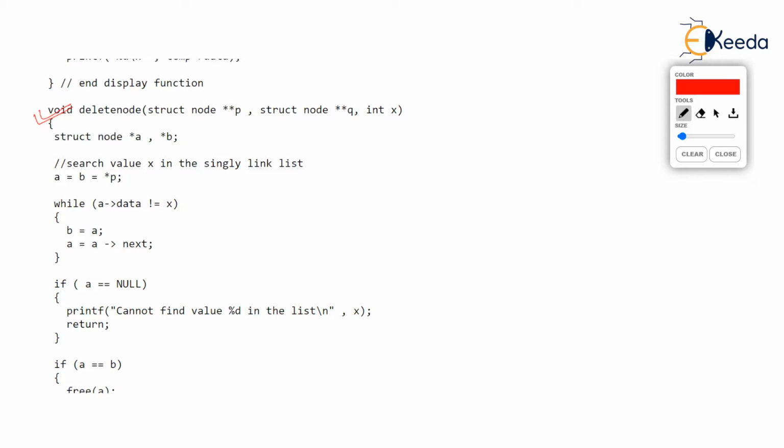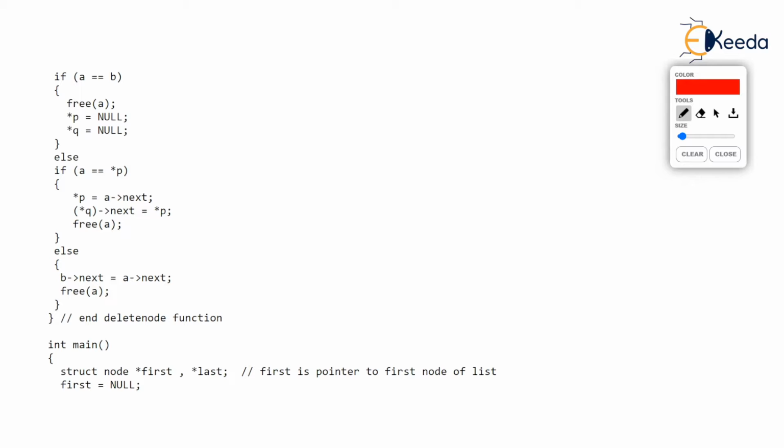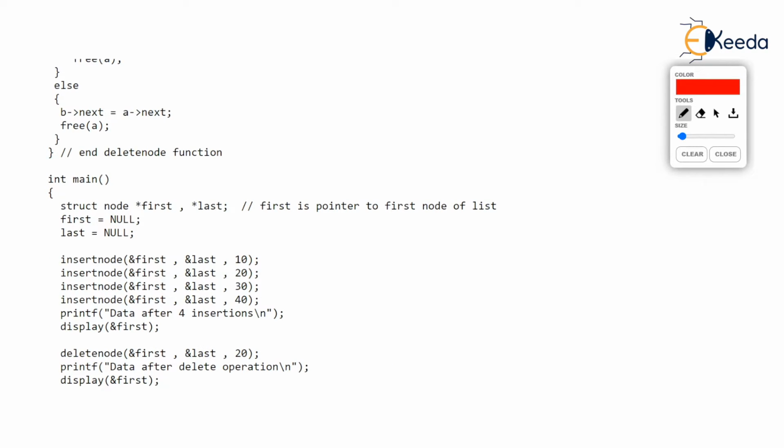So we will pass the value that we want to delete. Suppose we pass 20, then the node which stores 20 should get deleted. And finally, we have main. So let's start our discussion from main. In main, we have declared two pointers, first and last. In the singly linked list, I repeat, in the singly linked list, we had only the first pointer. But now we have said that circular linked list will be maintained by using two pointers, first and last.